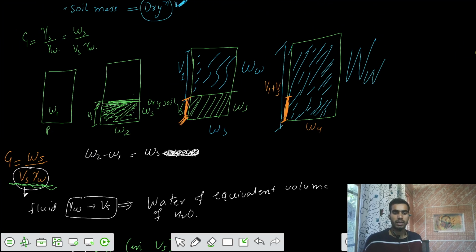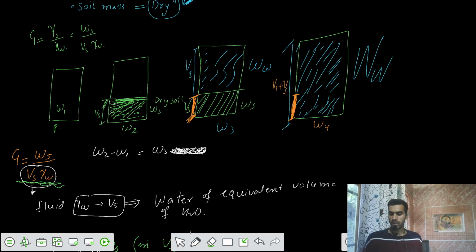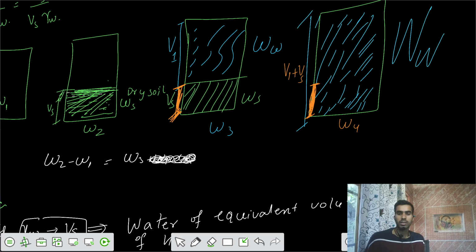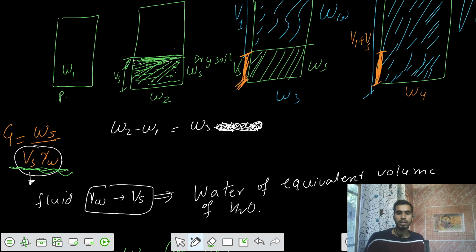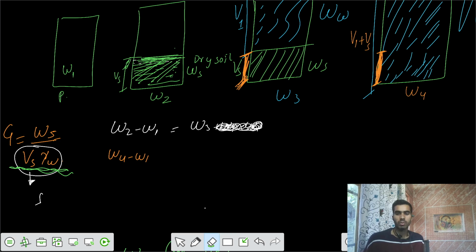Let's try to get that. Let's say, what's W4 minus W1? Let's make some math. What is the value of W4 minus W1? Can you tell me?